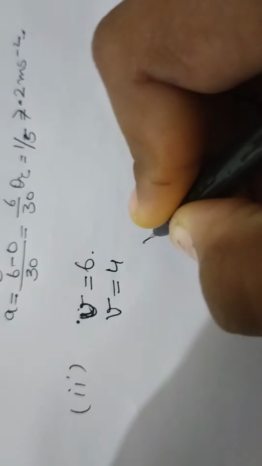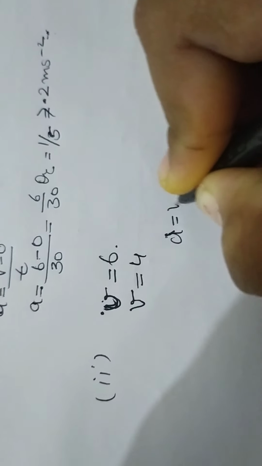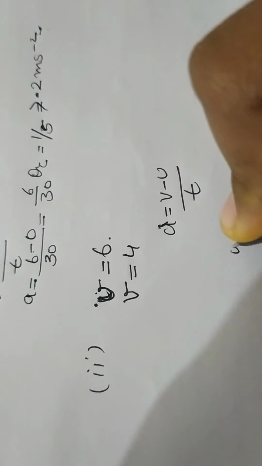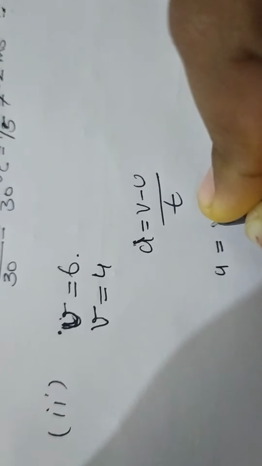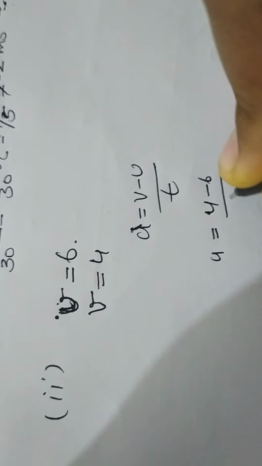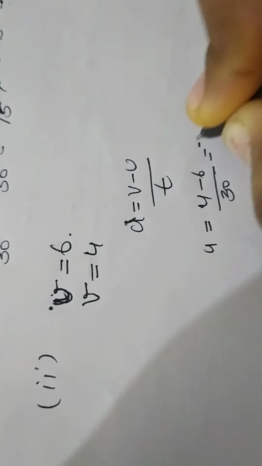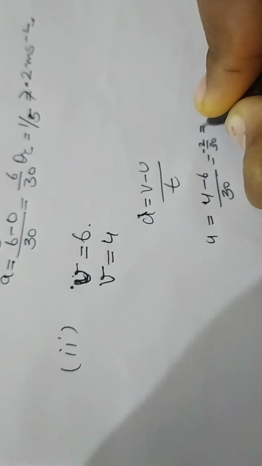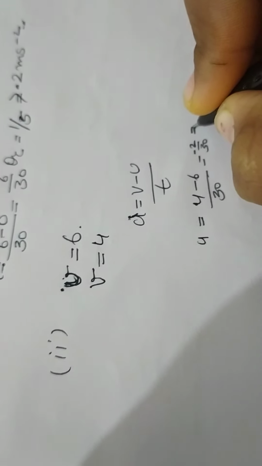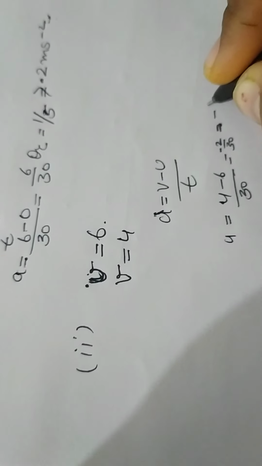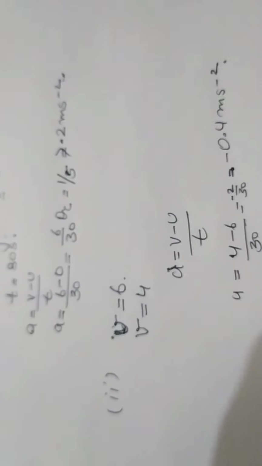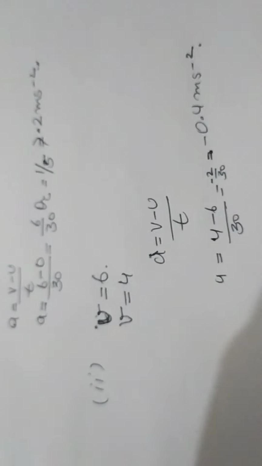So there, we apply the formula a is equal to v minus u upon time. So we can write here a is equal to 4 minus 6 upon 30. We get -2 upon 30, or we can say its lowest form is -0.4 meter second minus 2, and we have taken -2 because this is acceleration. So this is our question, and goes to the next example.